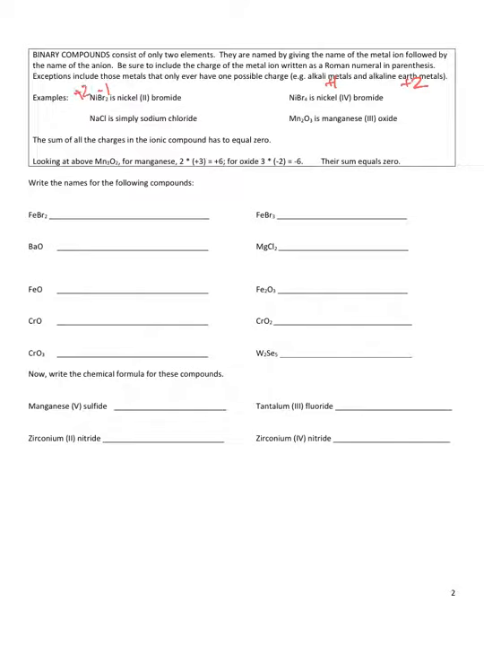As opposed to NiBr4, where each bromine is -1, 4 times -1 is -4, that means each nickel must be +4, and hence nickel(IV) bromide versus nickel(II) bromide. NaCl, table salt, is simply sodium chloride. Mn2O3 is manganese(III) oxide.